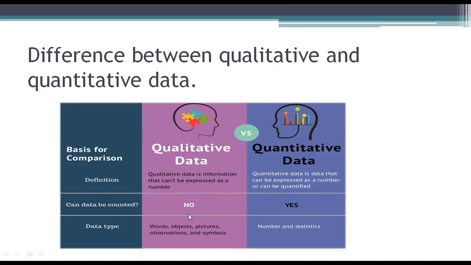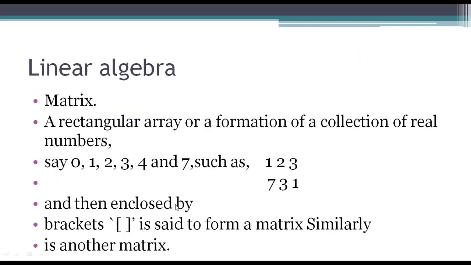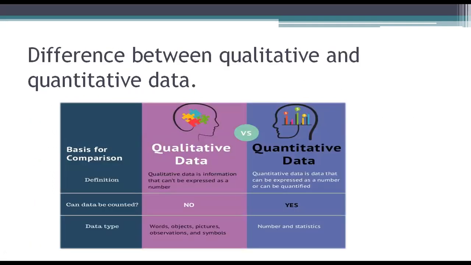But qualitative: how tall, intelligence, tallness, or any other qualities, wise, poor, rich, these qualities are not measurable. So that's why qualitative data is not counted and quantitative data is counted. Type of data: words, objects, pictures, observations and samples for qualitative, and numbers and statistics for quantitative. So here we understand the difference between qualitative and quantitative data.